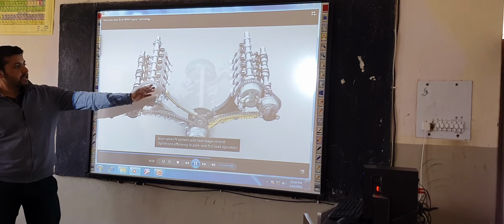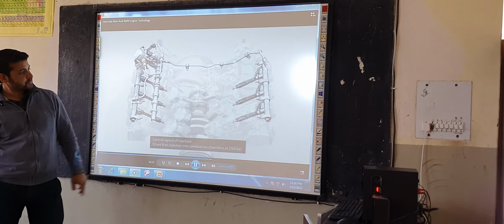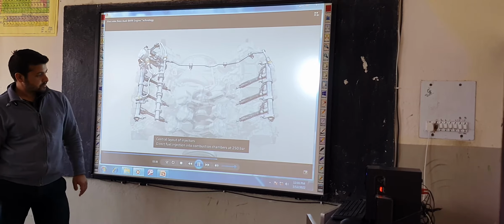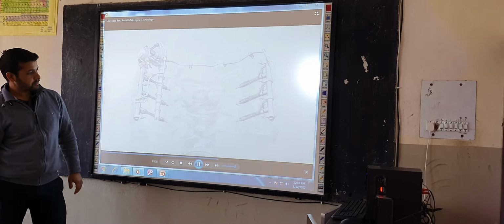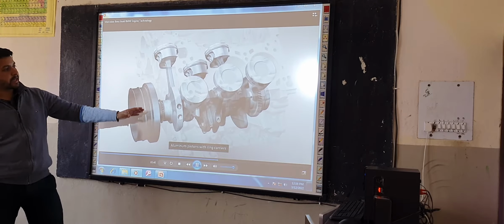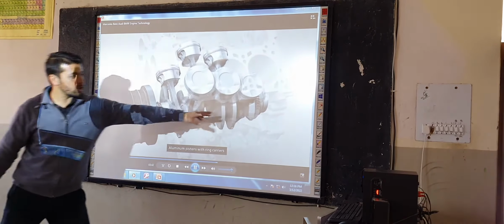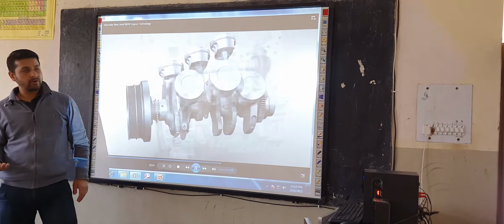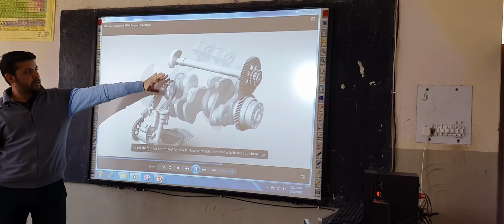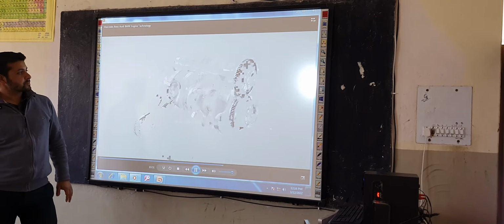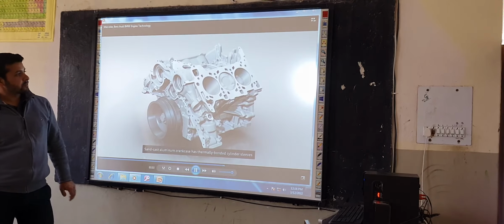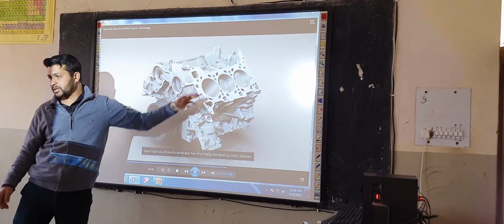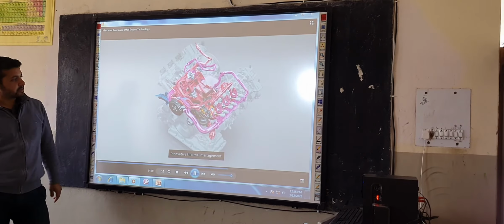Now you will see the pistons. These are pistons. 1, 2, 3, 4. Okay, this is the actual view of the internal parts. This is your flywheel. Its function is to store the energy or power of the engine. These are the pistons. This is your engine block and all these are cylinders. Okay, and this is how the piston reciprocates inside the engine.